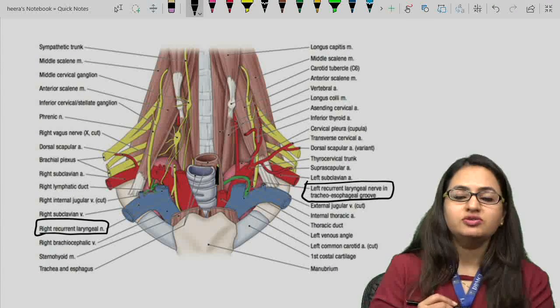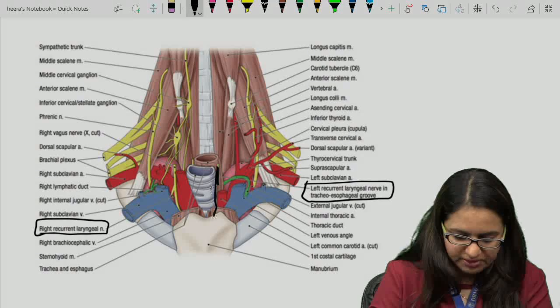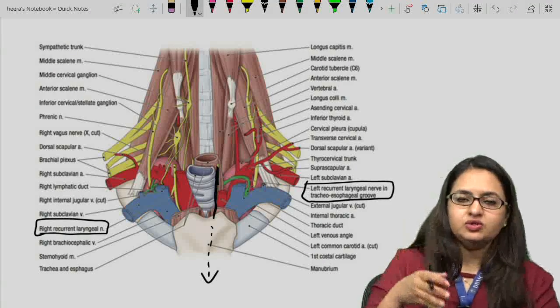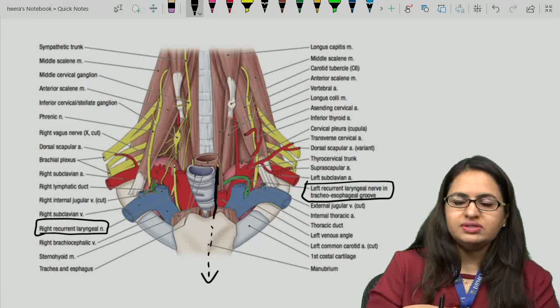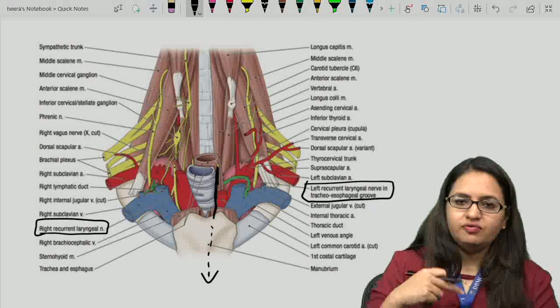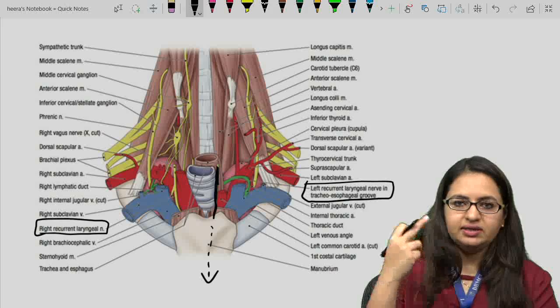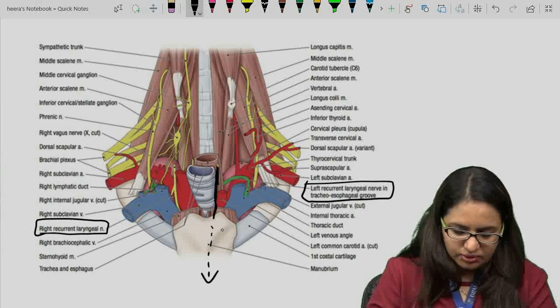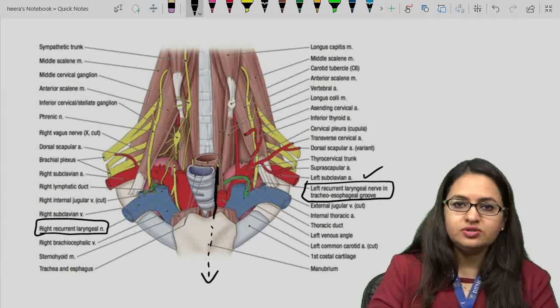It runs in the tracheoesophageal groove and it is passing through the superior aperture and it goes below, and when it is going below, it goes towards the superior mediastinum, then it winds around the arch of the aorta and then it comes back into the neck. So this structure is passing through the superior aperture.